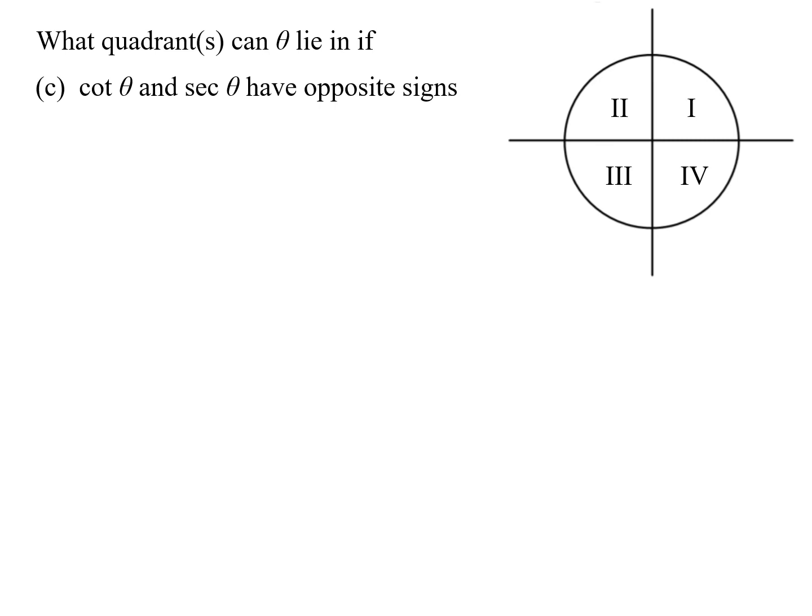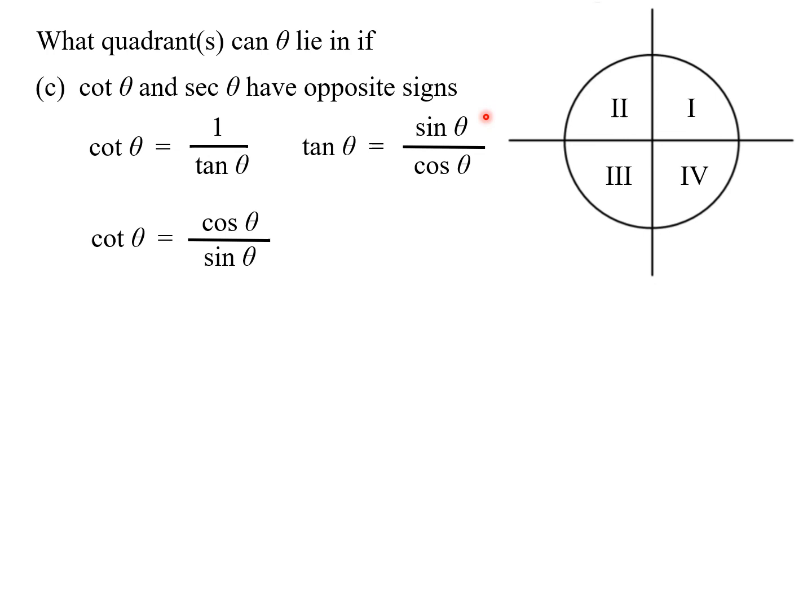One more example. What if the cotangent and secant have opposite signs? All right, remember what a cotangent is. A cotangent is 1 over a tangent, and a tangent is a sine over a cosine. Therefore, the cotangent is cosine over sine. And remember, a secant is 1 over a cosine. Now, I know that the cotangent and the secant have opposite signs. That's the criterion up here, right? If they have opposite signs, that means that the sine must be negative.